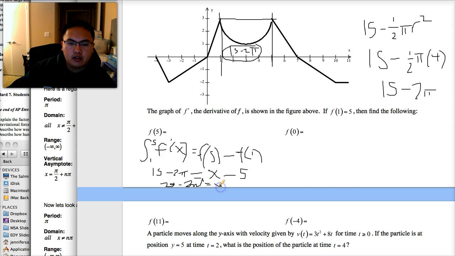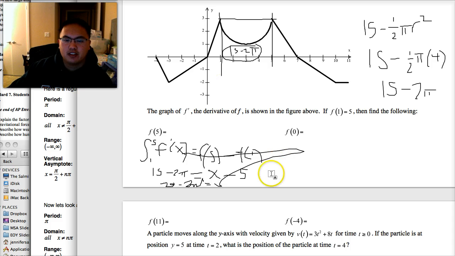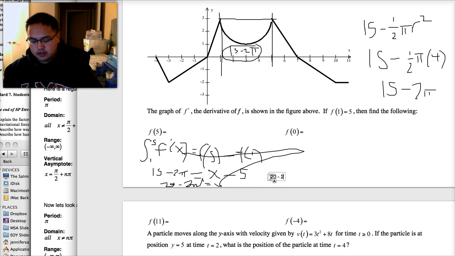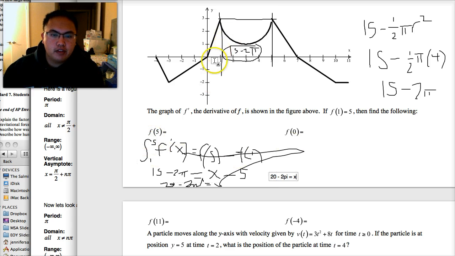Here, I'll write it over here. How about this? I'll type it. 20 minus 2 pi equals x. So that is f of 5. Even though I have no idea what the function is, even though I have no picture of f of 5, I can figure it out because of the fundamental theorem of calculus.